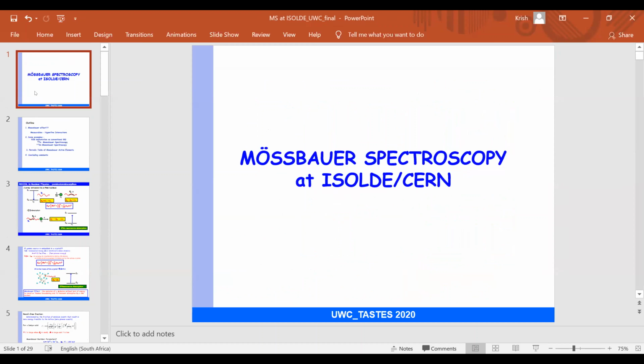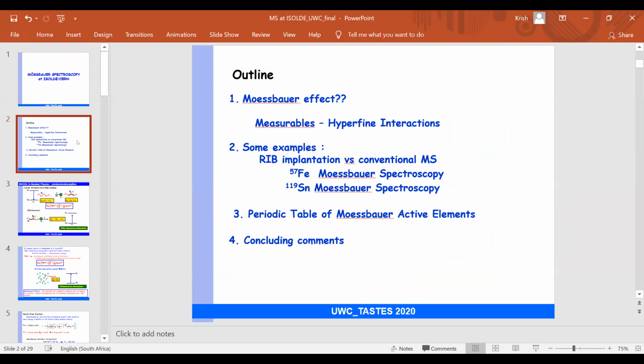Moessbauer Spectroscopy at ISOLDE CERN. Yes, we see your slide. Is that okay? Yep. And the outline, maybe for those, show it as a slideshow, please. Oh, I did have it on there. Okay.